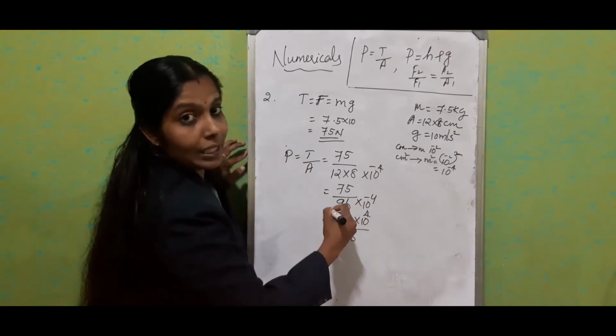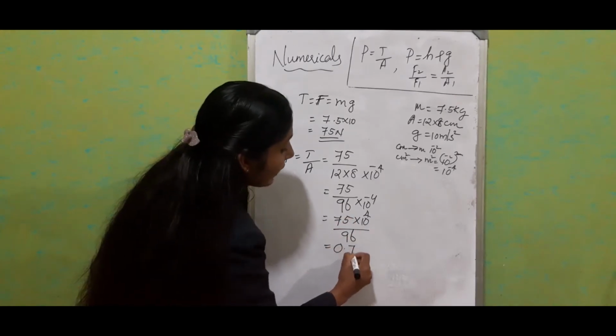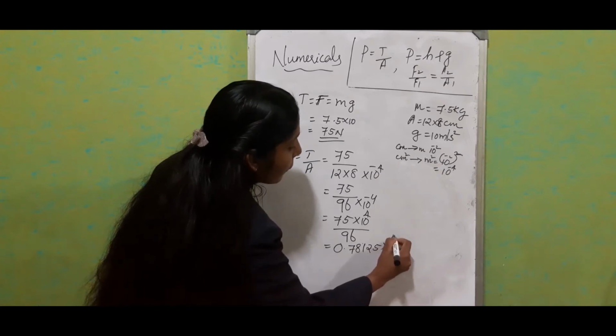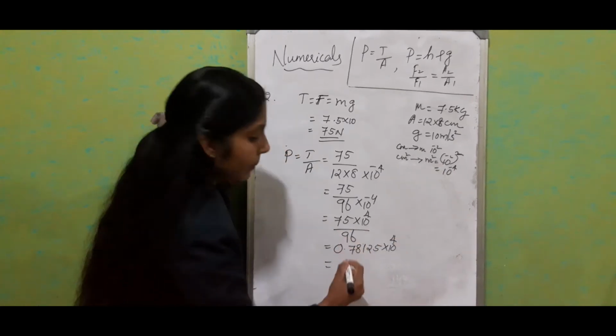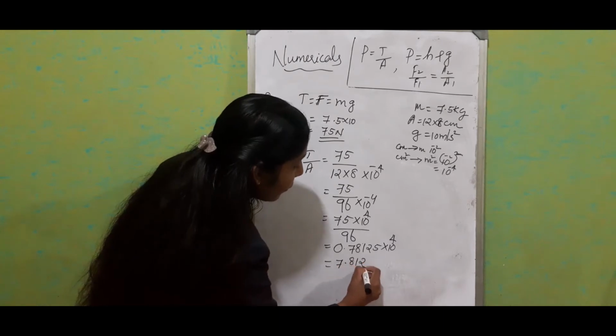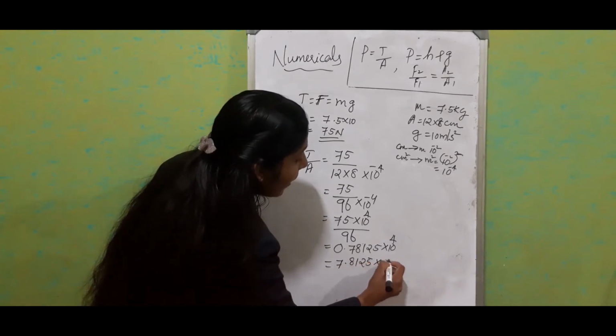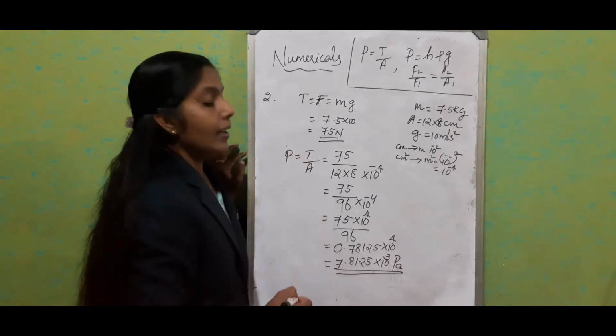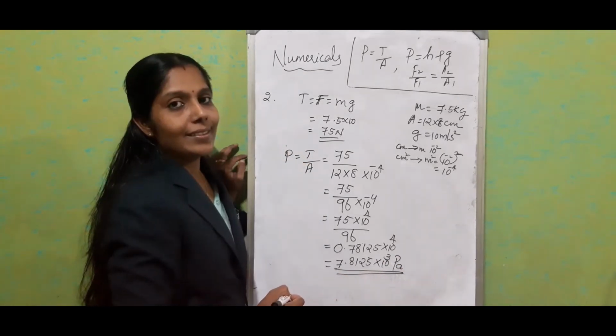So when we solve this, we will get the answer as 0.78125 into 10 to the power 4. If we write it for one decimal, we will get the answer as 7.8125 into 10 to the power 3 Pascal. Let's see the third question.